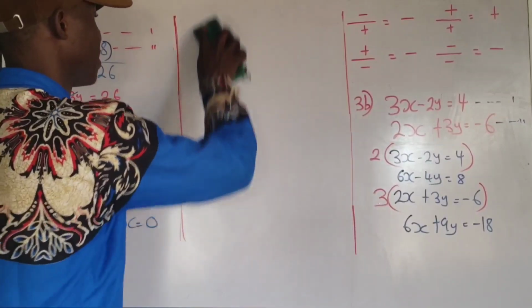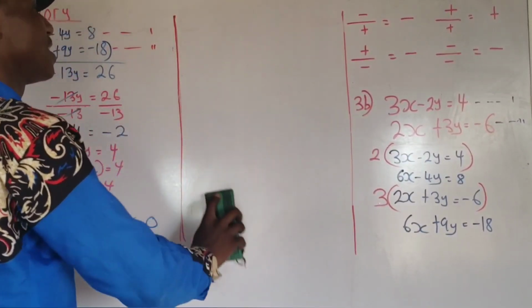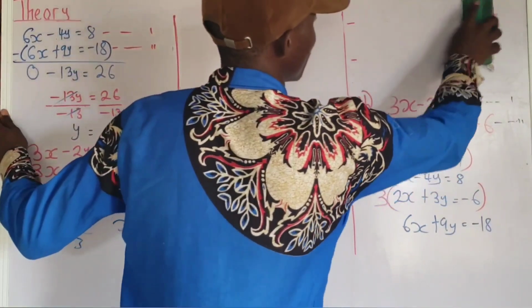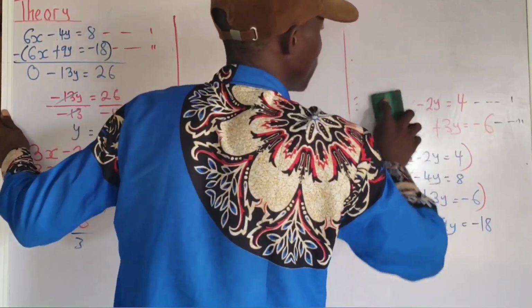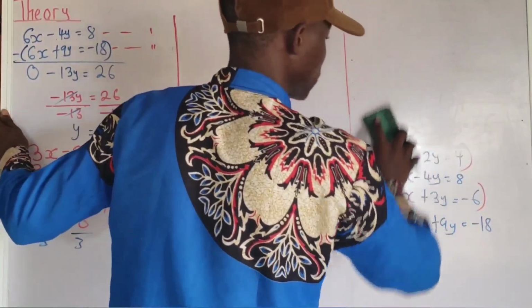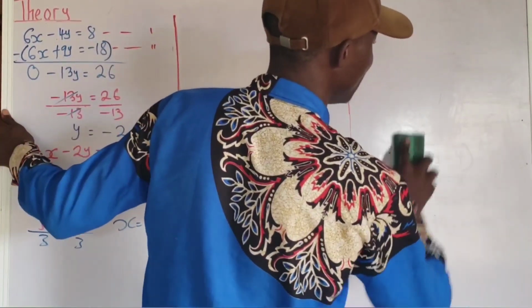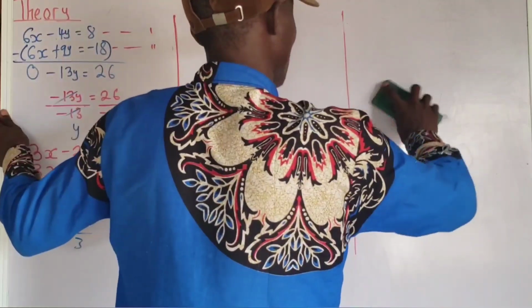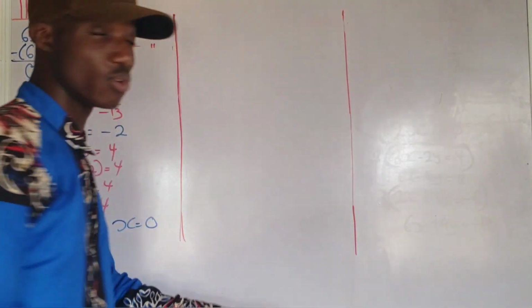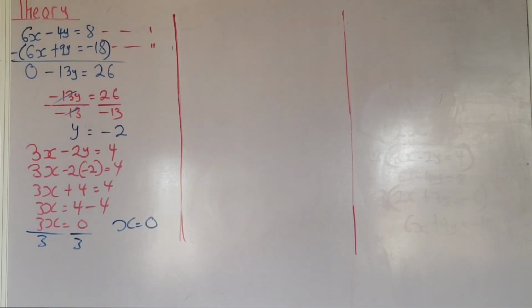You understand? But if in any way they didn't state the method, use the method that you feel you understand the best. But if you are told to use the substitution method and you go and use the elimination method, they're not going to give you a mark. You understand? So you follow the instruction. But if there is no instruction, you can use the method that you know best.